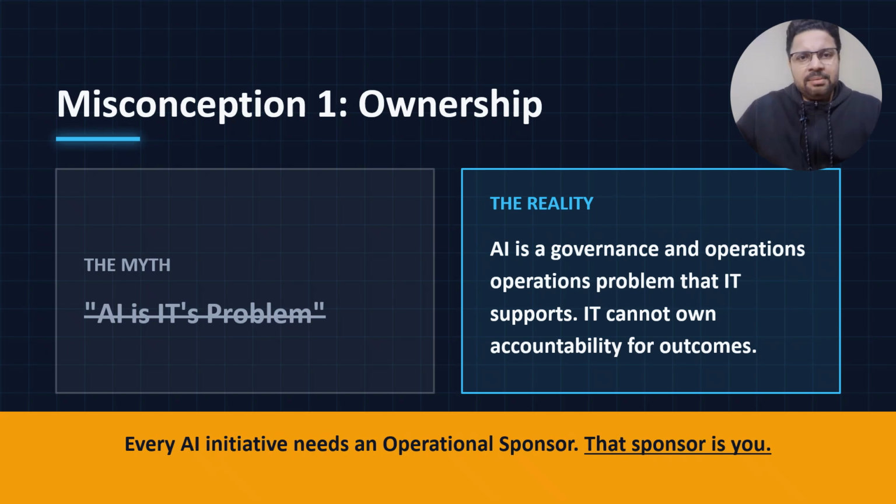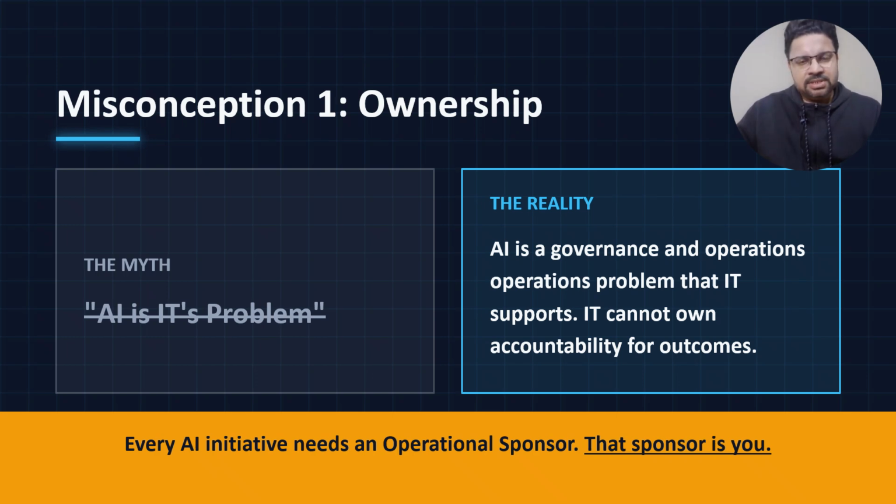So many believe that AI is solely an IT problem. This is simply not true. AI is fundamentally a governance and operations problem that IT supports. IT cannot own accountability for the outcomes. Every AI initiative needs an operational sponsor, and that sponsor is you. You must drive the strategic direction and ensure accountability. This isn't about technical expertise. It is about leadership and judgment.